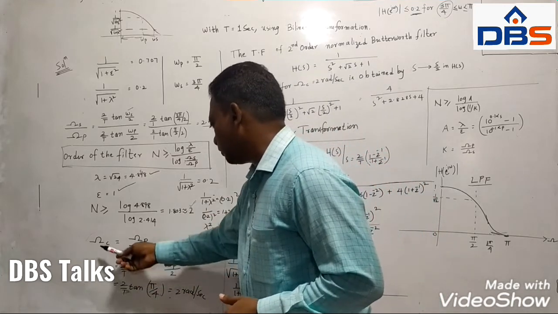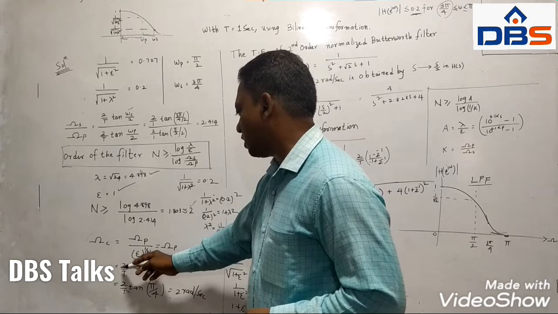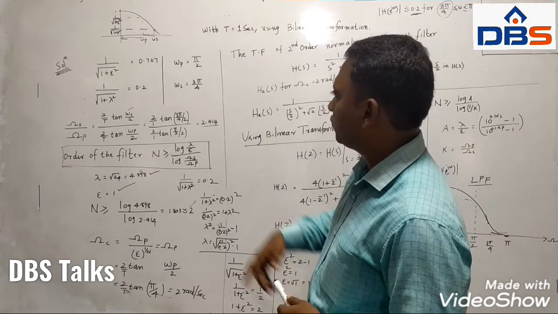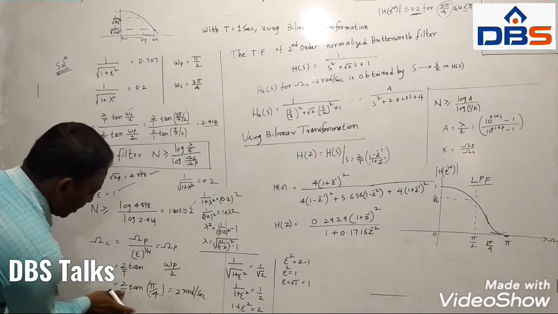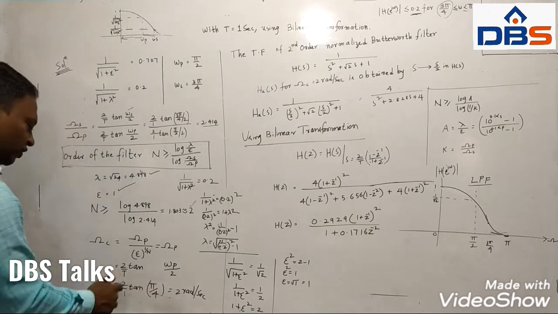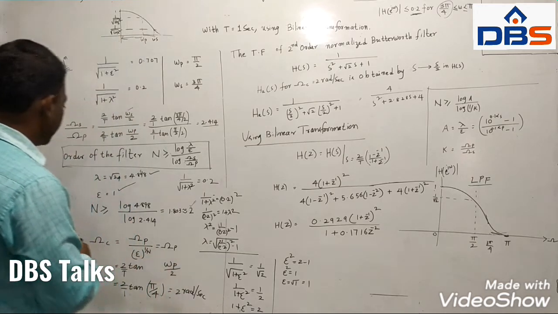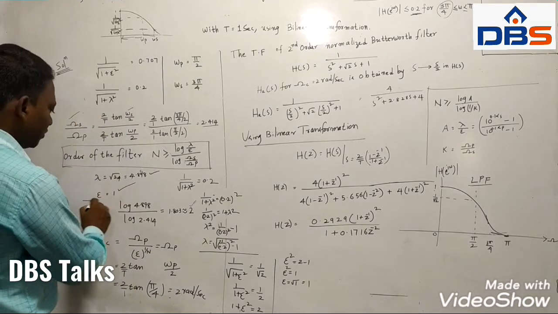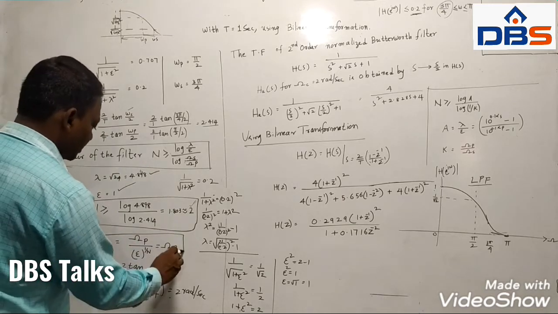So that is why we take it. And now omega c is 2 by T tan omega p by 2. So the cutoff frequency you can calculate using 2 by T tan omega p by 2. Here T is 1, given in the problem. So 2 by 1 tan pi by 4. Pi by 4 tan value is 1. So 2 tan pi by 4 means 2 into 1, which is 2. Okay, now we have calculated this ratio. Especially this order is important. Calculating the order is important. After calculating the order, we have calculated the cutoff frequency also.